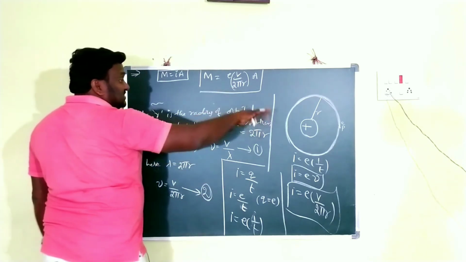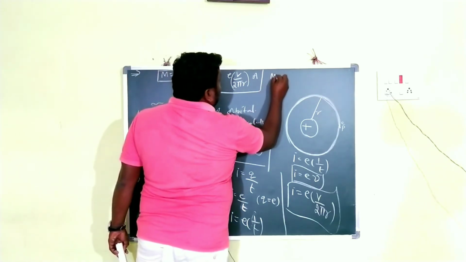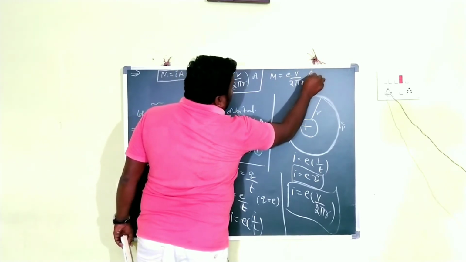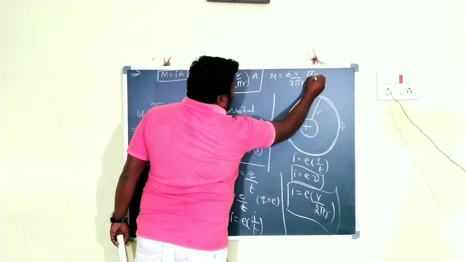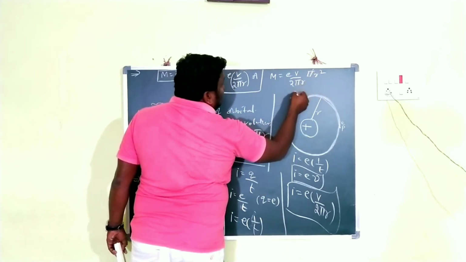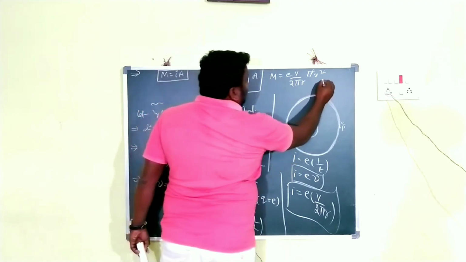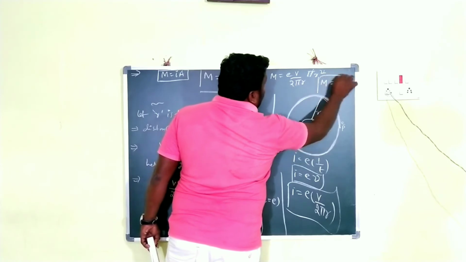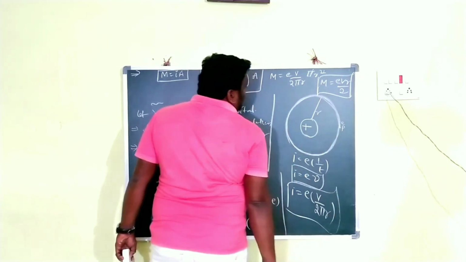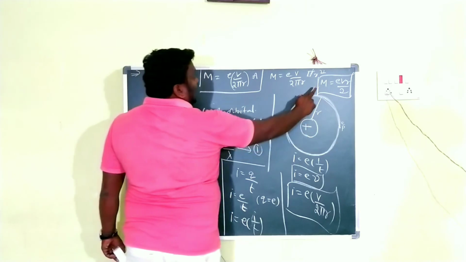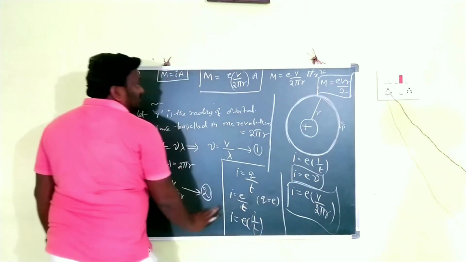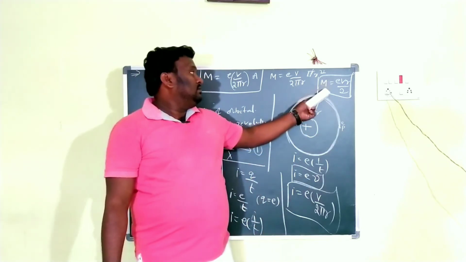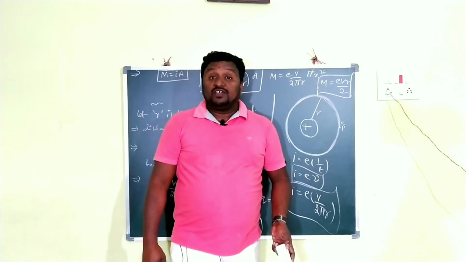If we consider that it is a circle, then what do we write? M is equals to E into V by 2 pi r into A, where A is pi r square. Then pi cancels, r square cancels. Then what do we get? M is equals to EVR by 2. This is the expression for magnetic dipole moment of the revolving electron. Got it, children? In this way we derive the expression for magnetic dipole moment of the revolving electron.